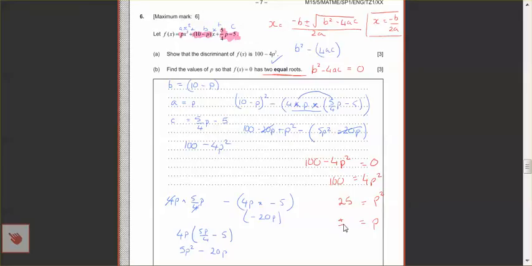Good, I'm glad you said that. Plus or minus 5, because it does say find the values, and too many people just put 5 as a solution. Alright.